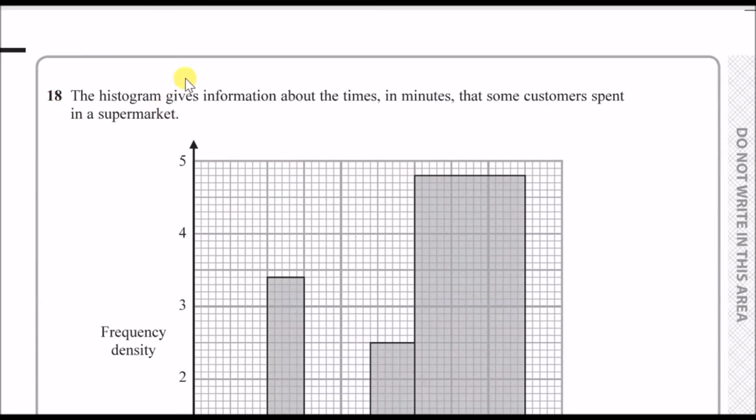Alright, 18. The histogram gives information about the times in minutes that some customers spend in a supermarket.